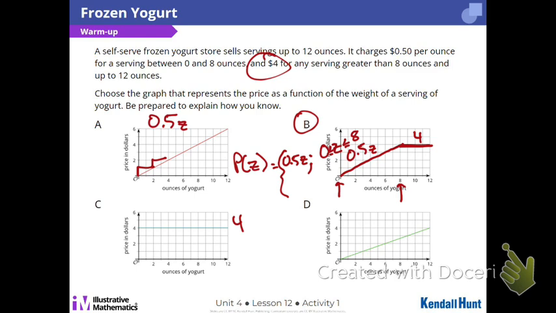Then, from 8 all the way up to 12, its output of 4. So 8 to 12, output 4. Why did you use the equal sign? Well, you don't have to use or equals on the 8, because guess what? 50 cents per ounce times 8 ounces is $4. 8's $4. So that one, it's just the same point. But we will define that a little more on some of the next examples. You'll see. All right? This one's just a little warm-up.